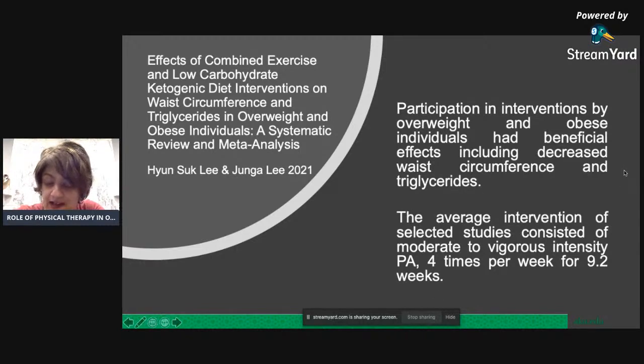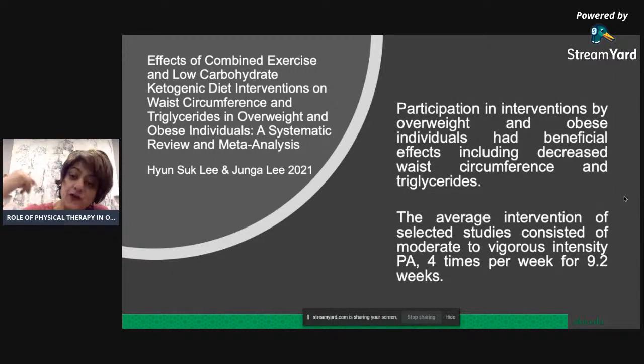Now, generally, what I would recommend based on this study is for somebody to benefit from exercise while on a low-carb ketogenic diet. They need to actually exercise at a moderate to vigorous intensity level. They need to do it at least 4 times a week for 9.2 weeks, okay?